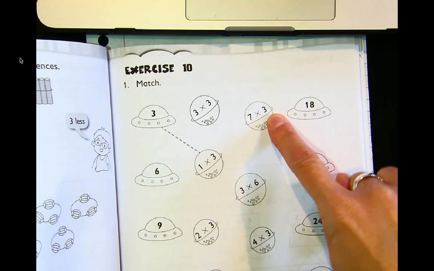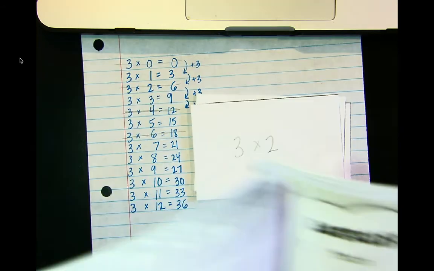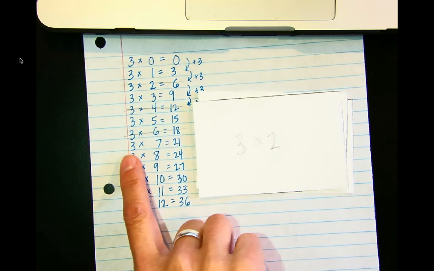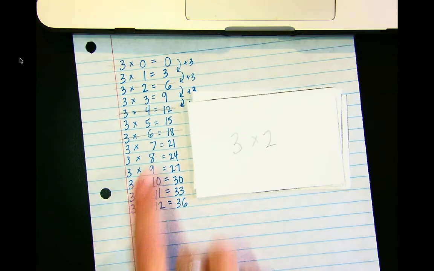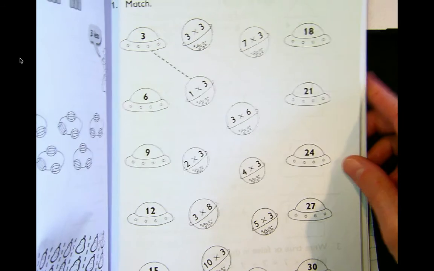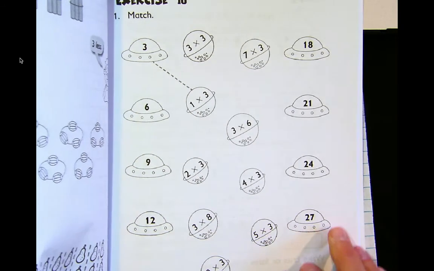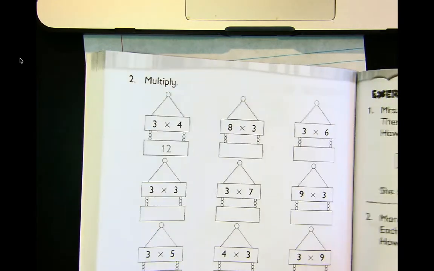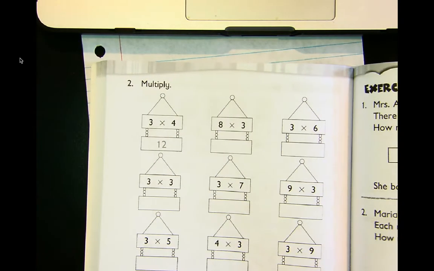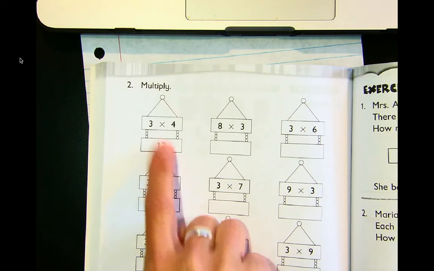Ooh, 7 times 3. That one I might have to check my flashcard. 3 times 7 or 7 times 3, 21. So I'm going to have to find the number 21. Oh, there it is. I'm going to do a little matching. And then on page 142, we're going to write our answers after we multiply.